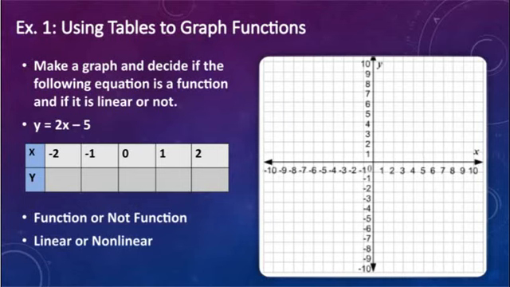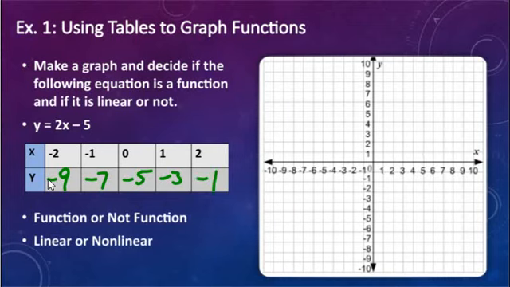If I put a negative 2 in for x, negative 2 times 2 is negative 4. Negative 4 minus 5 is negative 9. Negative 1 times 2 is negative 2, minus 5 is negative 7. 0 times 2 is 0, minus 5 is negative 5. 1 times 2 is 2, minus 5 is negative 3. 2 times 2 is 4, minus 5 is negative 1.